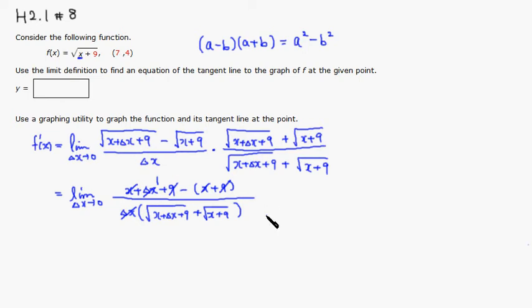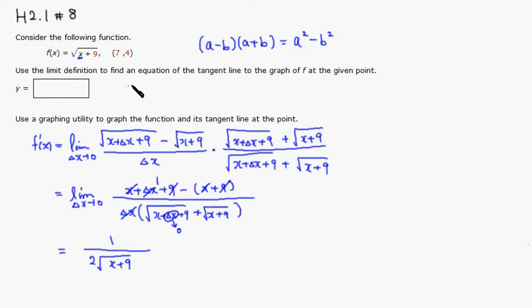Then we can let delta x go to 0, so this term goes to 0. What you get is 1 on top, and on the bottom a square root of x plus 9 plus square root of x plus 9. So you have 2 of those, which gives 2 times the square root of x plus 9. So we found the derivative using the definition.